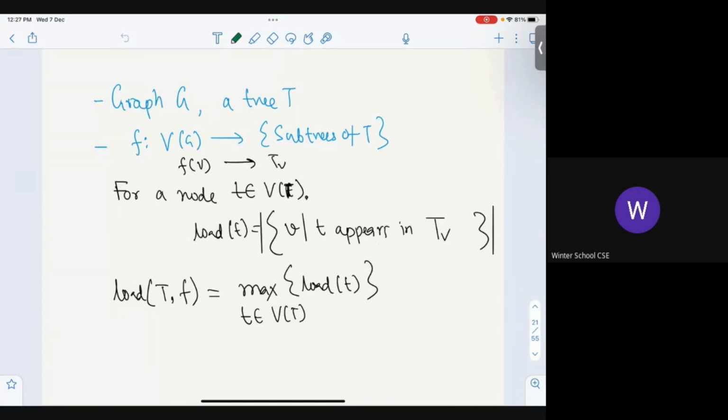So the load of a tree T, with respect to f, is defined as the maximum of the loads of any node in the tree, right? So that's it, right? So load with respect to T and a function f is very clear. Given f, the load of these two objects is well defined.